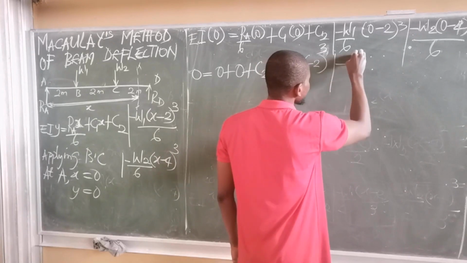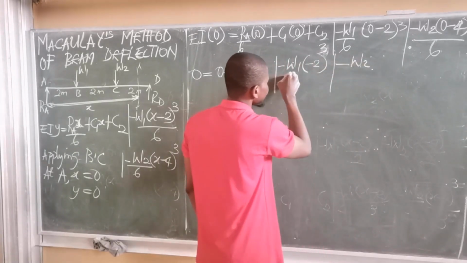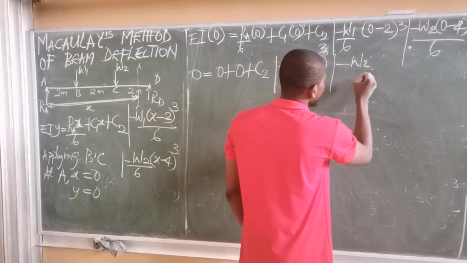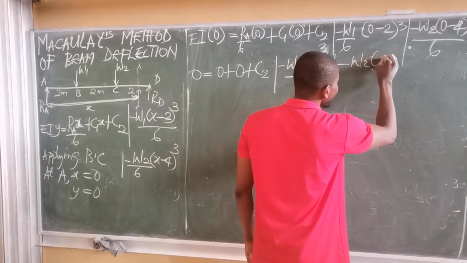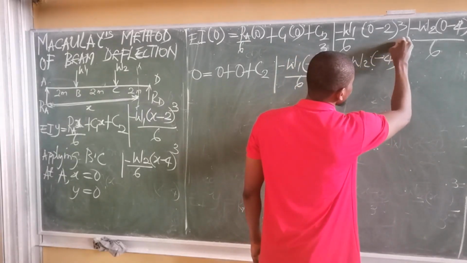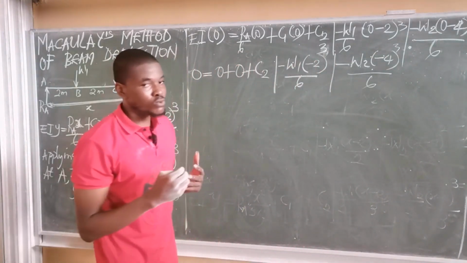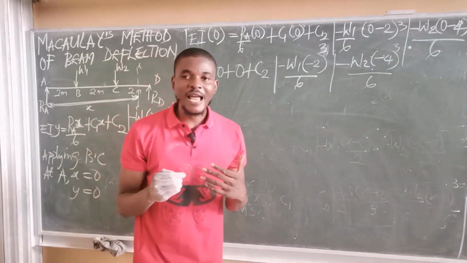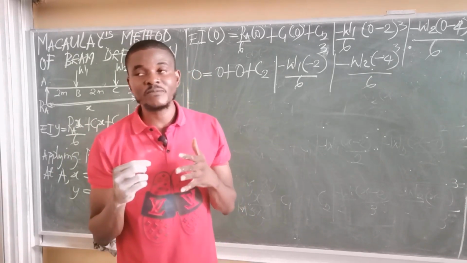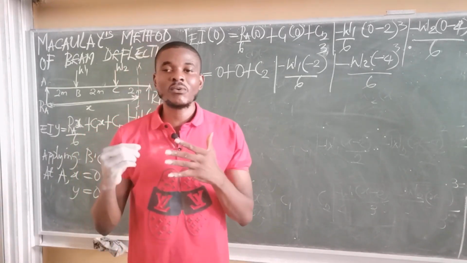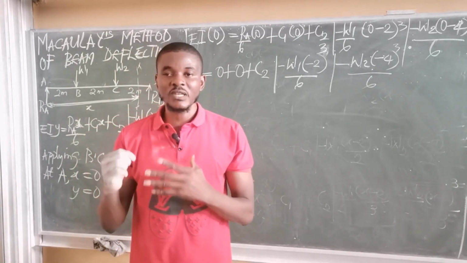Next is simply minus W2 over 6, and this is minus 4 all cubed, also over 6. Now here is the rule. From Macaulay's method, every value inside the Macaulay's bracket that is less than 1 automatically becomes 0.